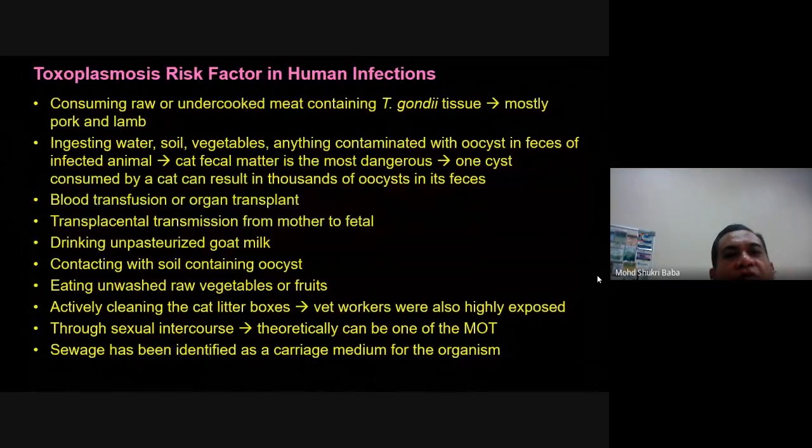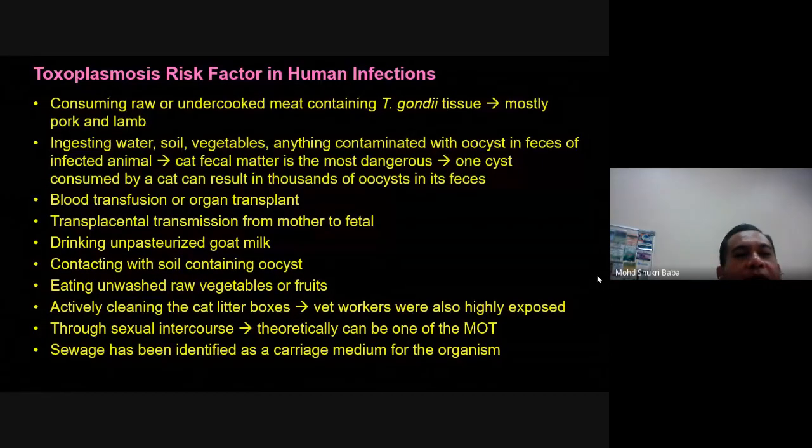Toxoplasmosis risk factors in human infection. Consuming raw or uncooked meat containing T. gondii tissue, mostly pork and lamb. Lamb, that is goat, and also pork. Whoever eats lamb, be careful.